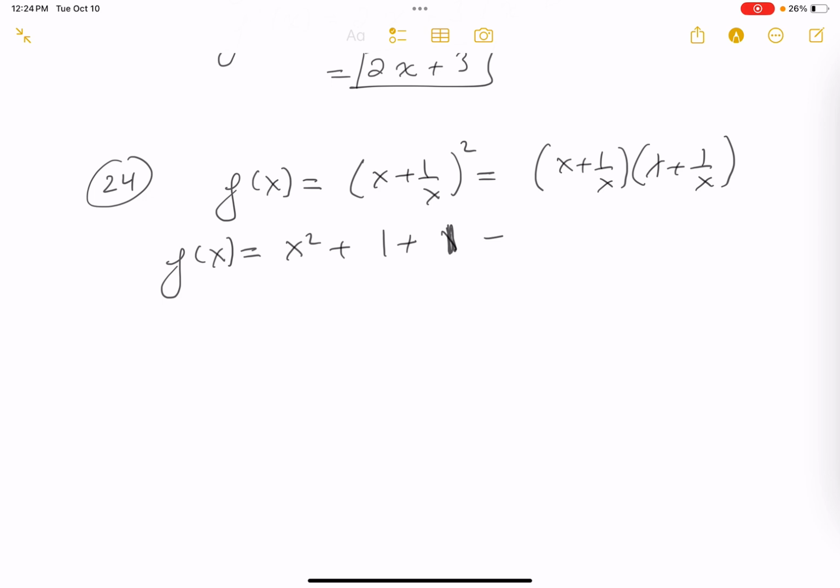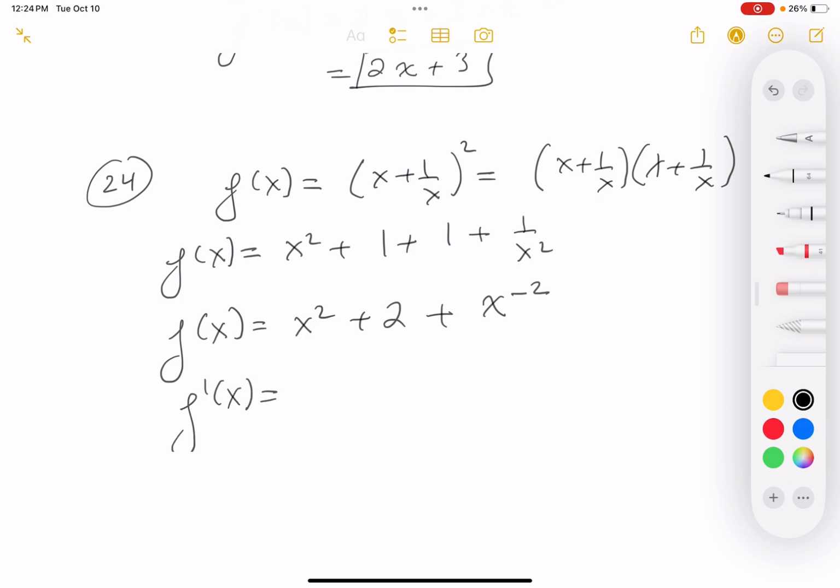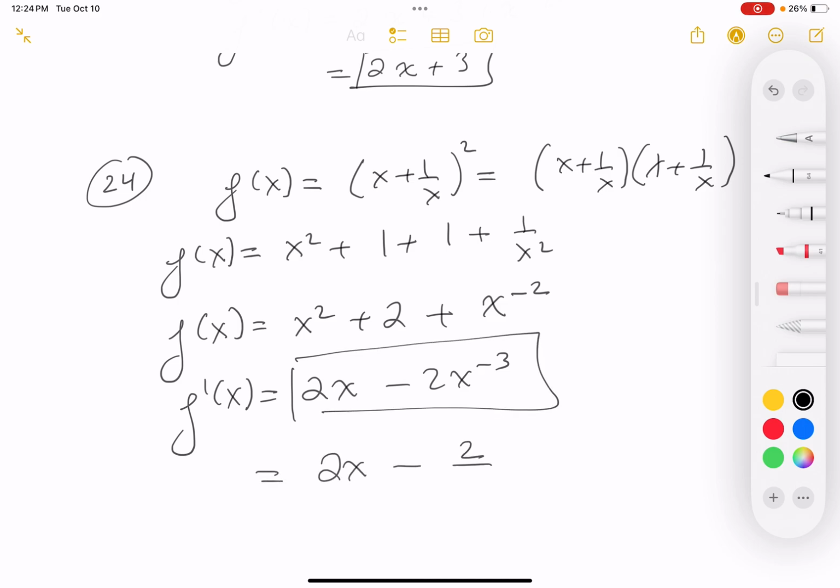That doesn't look like a 1. Let me get my eraser out. Pen back. Plus 1, and then plus 1 over x squared. Let me rewrite this. That's x squared plus 2 plus x to the minus 2. Let's do the derivative. That gives us 2x. The 2 differentiates to 0, and then I get minus 2x to the minus 3. To me, that's a good answer. If you want to write it differently, you can.